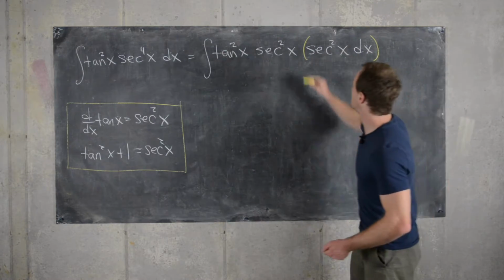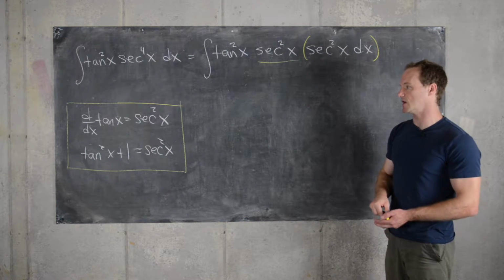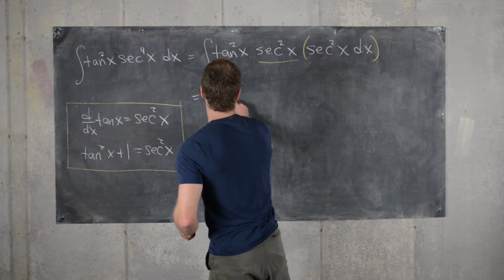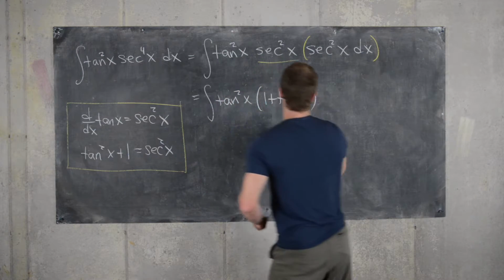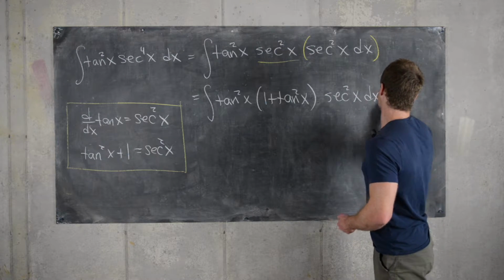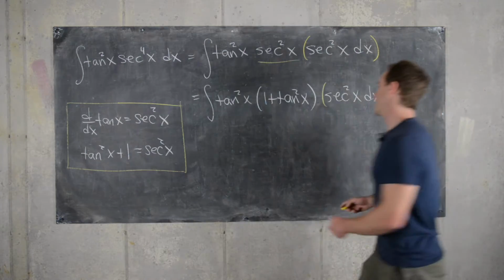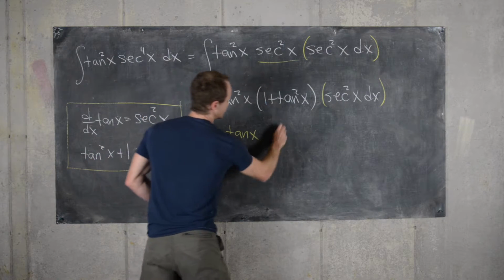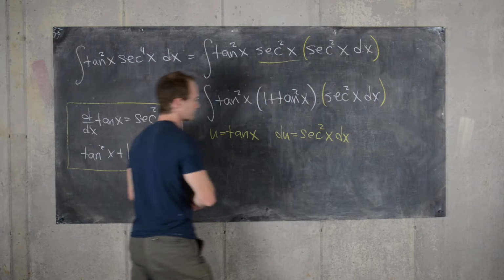Now we can write this middle secant squared x using the trig identity. So that'll give us tangent squared x times 1 plus tangent squared x times secant squared x dx. And now we're all set for a substitution. So we'll go ahead and let u equal tangent of x, which will make du equal secant squared x dx.